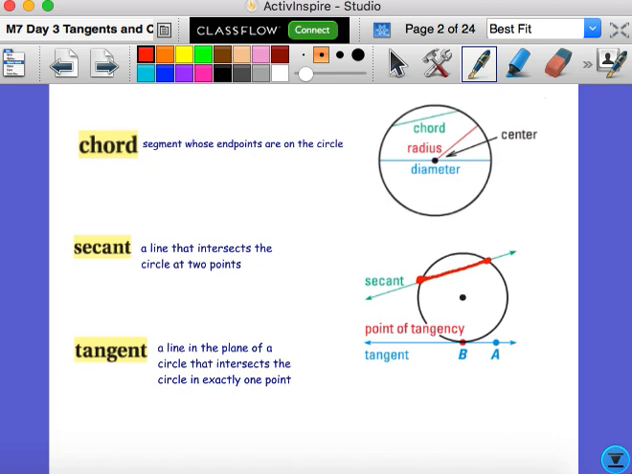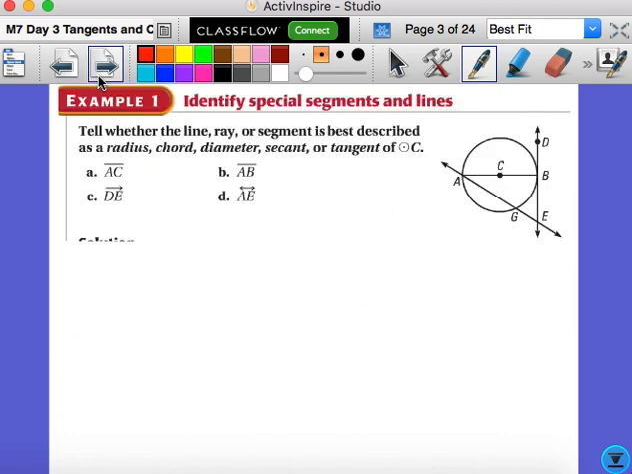A tangent line is a line that intersects the circle at exactly 1 point. We're going to call that point the point of tangency. Whenever we have a tangent line, there's going to be a special relationship between the radius and that point of tangency. One of our properties we're going to learn today is that every time a radius touches a point of tangency, there will always be a right angle formed. But I'm getting a little ahead of myself here, so let's just review our vocab.